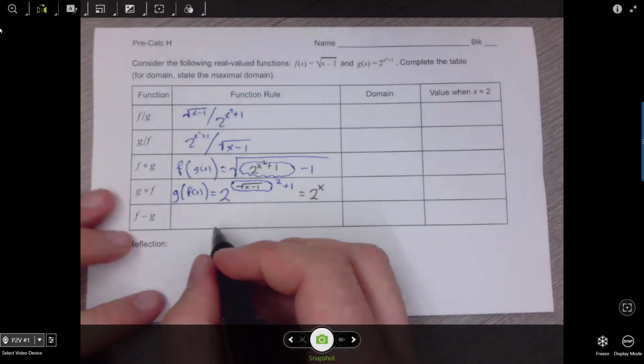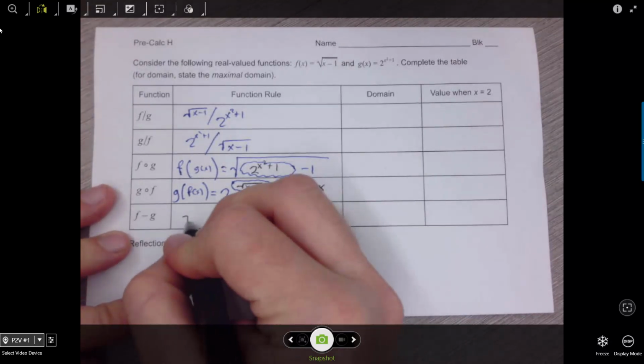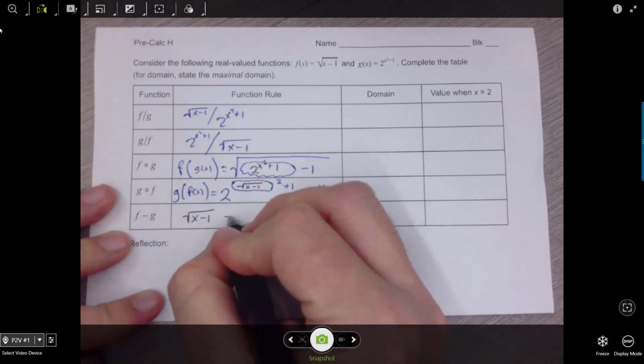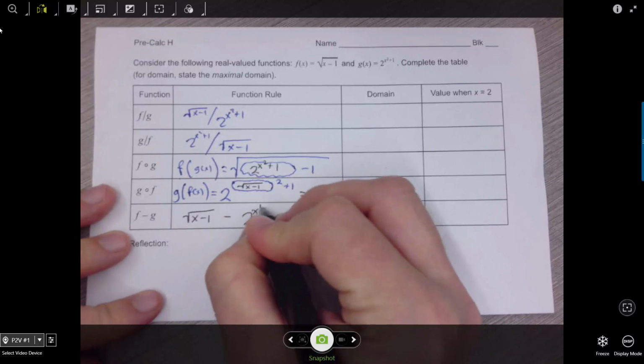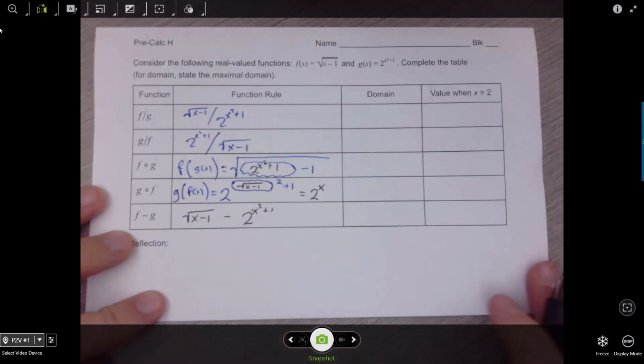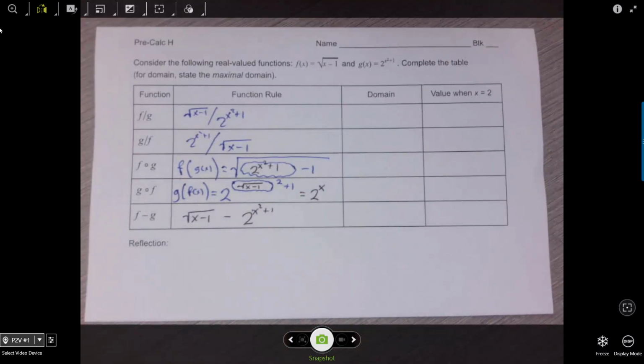Okay, last one, I just subtract g from f. So that's root x minus 1 minus 2 to the x squared plus 1. All right, let's move on to finding the domain.